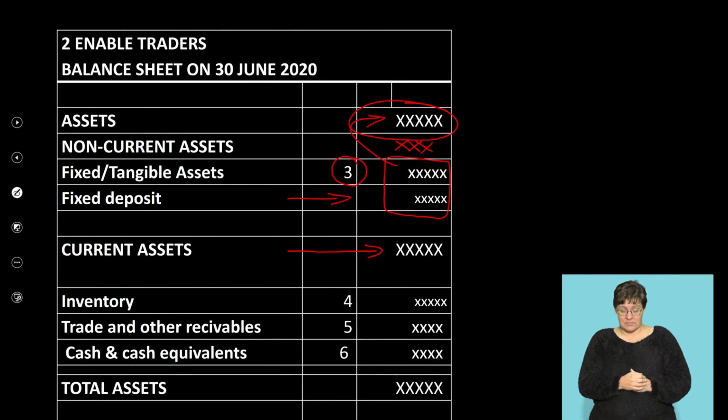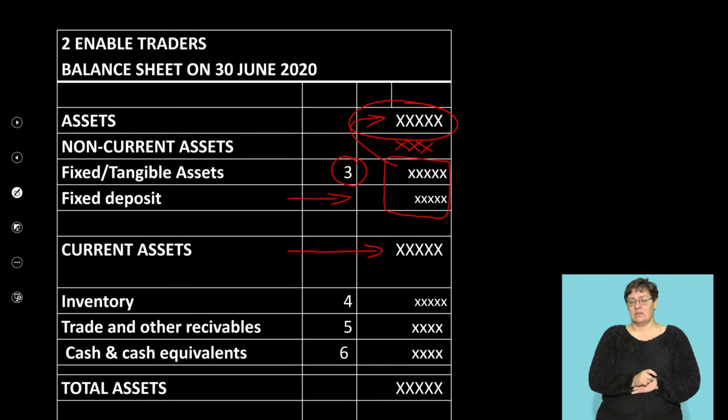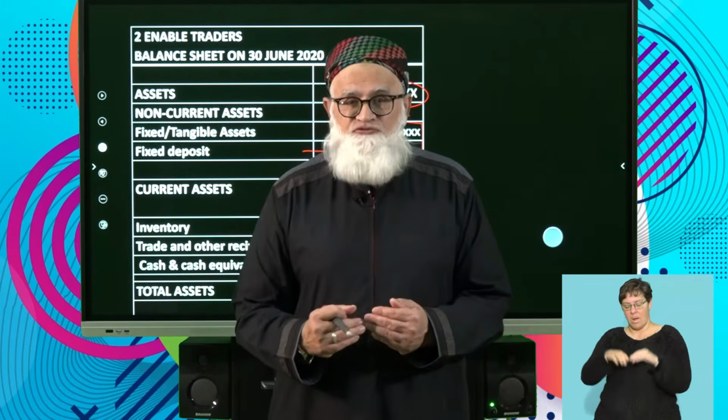Now, you also must know this, that your total assets figure, that means the top half of your balance sheet, has to be in agreement or has to be the same as the bottom half of your balance sheet.